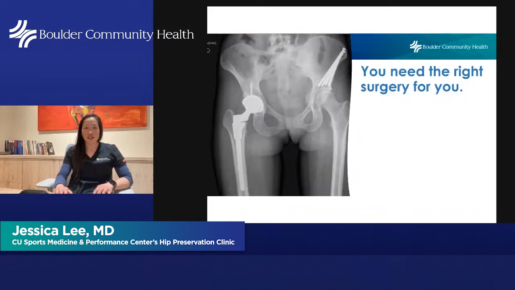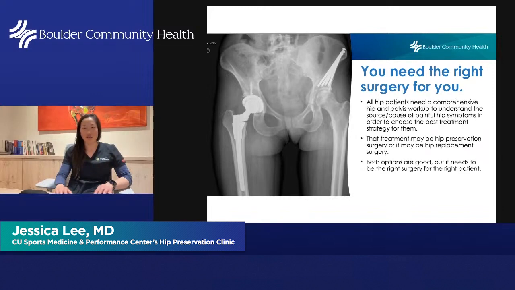The bottom line is that you need the right surgery for you. Patients need the right surgery for them. That surgery could be hip preservation or it could be hip reconstruction. Both of them are good options, but it has to be the right surgery for the right patient. So all patients who get hip surgery need a comprehensive hip and pelvis workup to understand the source and cause of their painful hip and to choose the best treatment strategy for them.